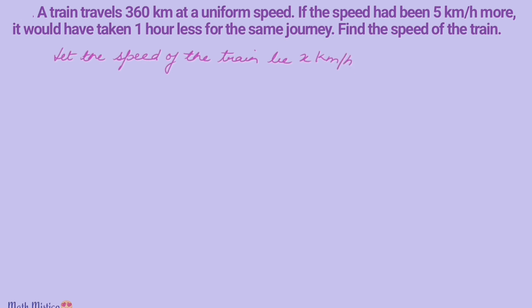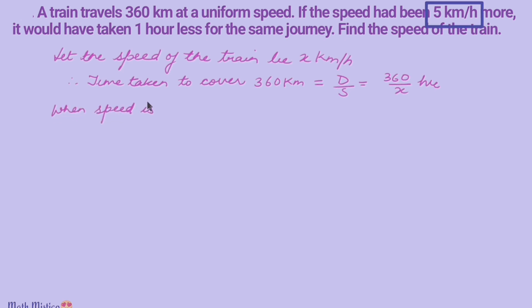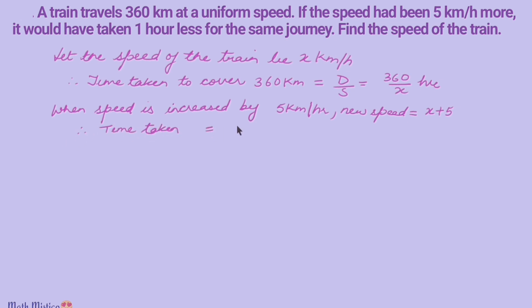The distance covered in the first case is given as 360 kilometers. So by the formula time is equal to distance upon speed, we have time equal to 360 upon x hours. When the speed is increased by 5 km per hour, the new speed will be x plus 5. And therefore the time taken to cover the same distance is 360 upon x plus 5 hours.